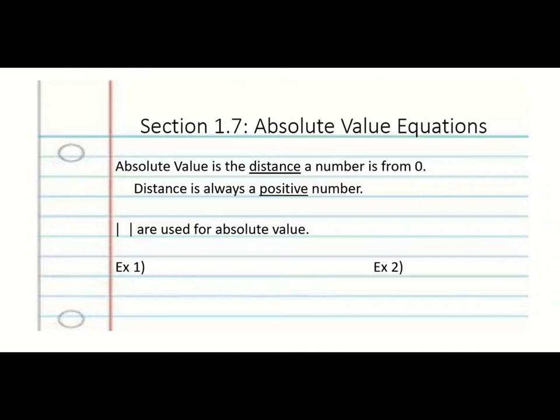When we talk about absolute value, the way we'll know if absolute value is in our problem is we're going to have this special notation, these two vertical bars. Those two vertical bars are the notation for absolute value. So now it's time to take a look at some basic examples.